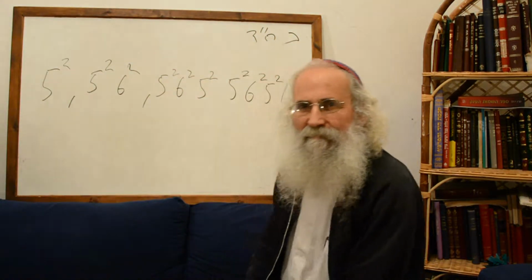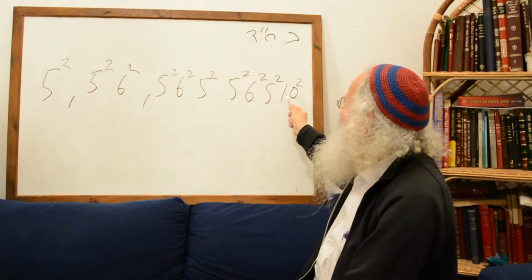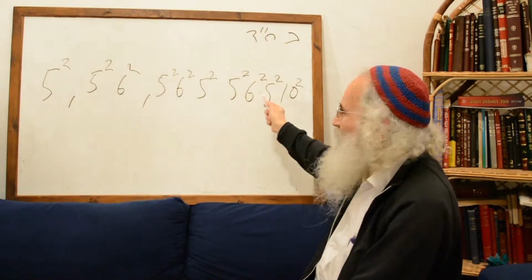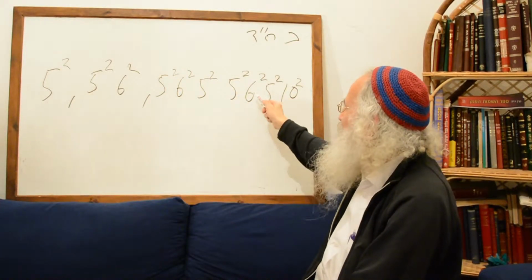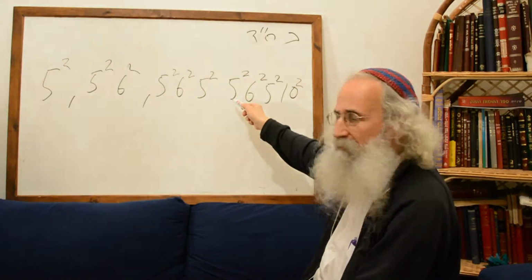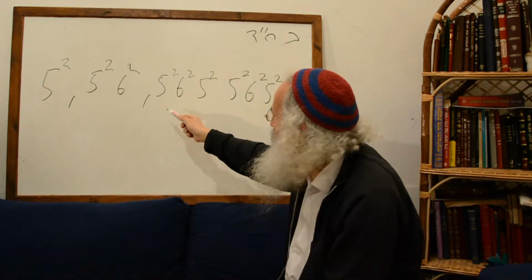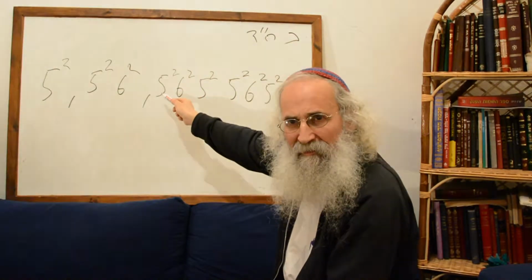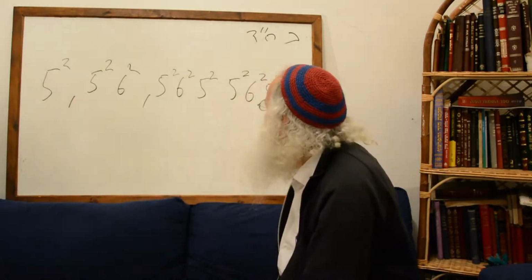Before going forward, just to remind people that Yud is 10, Vav is 6, and Hey is 5. This is the 4-letter name: Yud, Hey, Vav, Hey. Sorry, Hey is 5, and Vav is 6. Here the Vav and the Hey, and here is only the Hey.